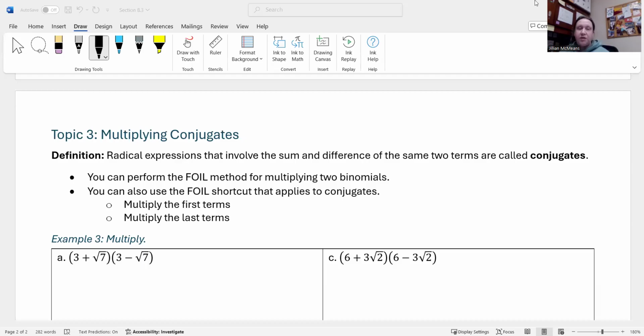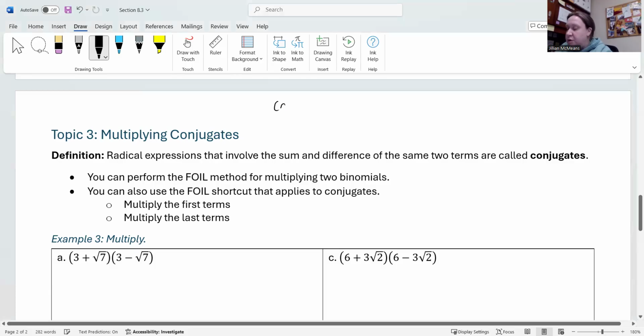In topic 3, we're going to talk about multiplying conjugates. So when we were talking about polynomials a few chapters ago, we talked about these things called conjugate pairs, okay? Conjugate pairs are situations where you're adding two terms and then subtracting those same two terms. So you have these binomial-like expressions that look the same, except in one case you add, one case you subtract.